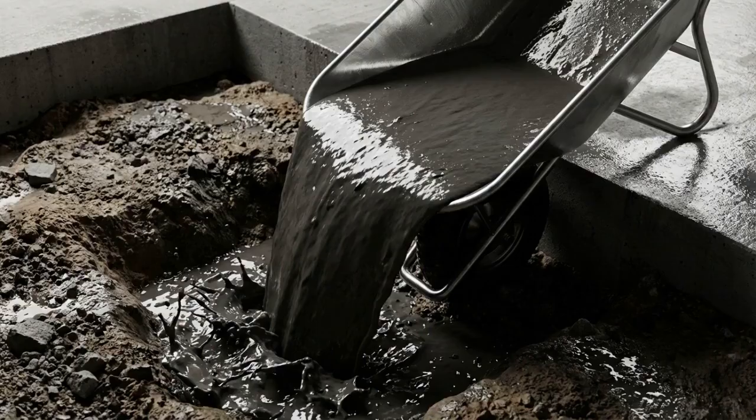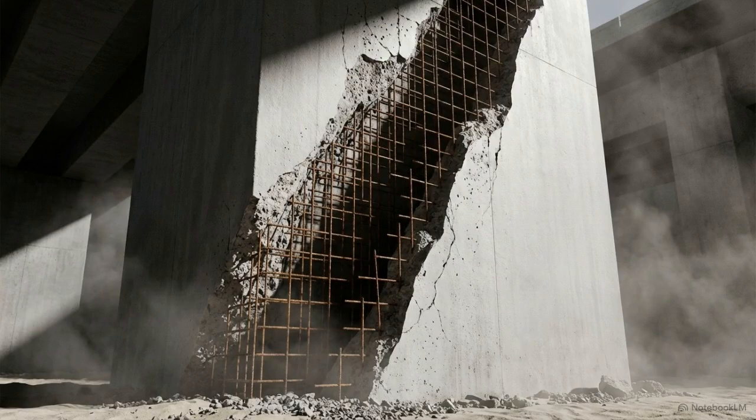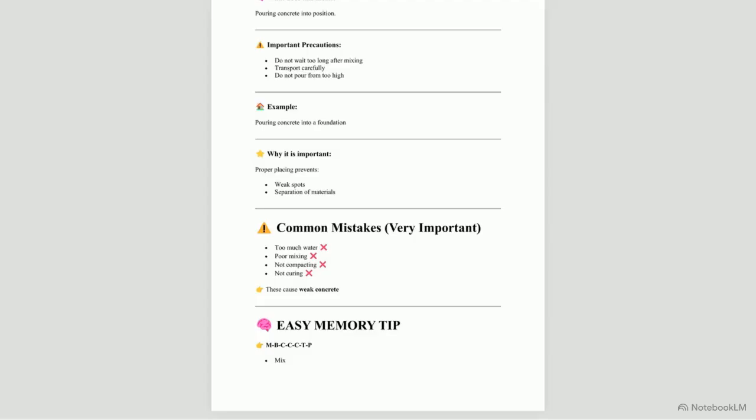Despite its final durability, concrete is vulnerable during its creation. If strict protocols are ignored, the structural integrity of the entire project is compromised. This document highlights the 4 primary points of failure: using too much water, poor mixing, a lack of compaction, and failing to cure the slab will result in weak concrete.